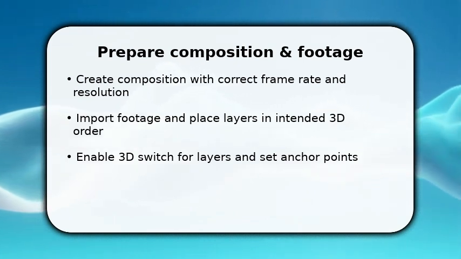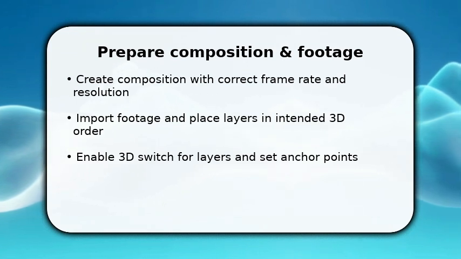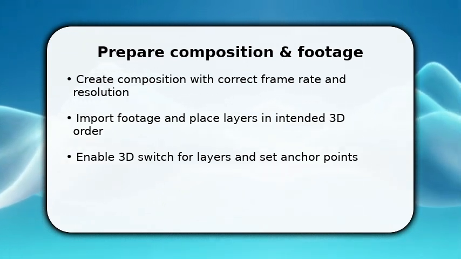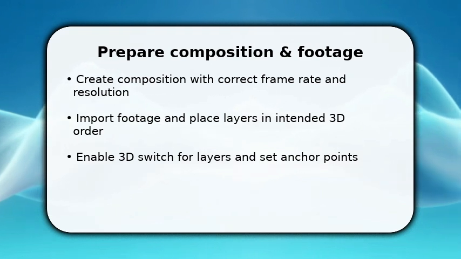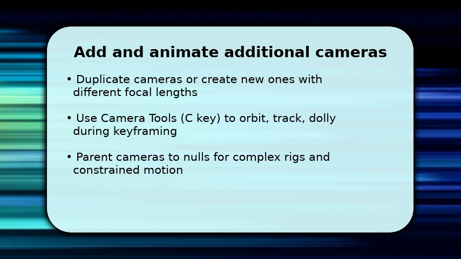Now add a camera layer, New Camera, and choose a preset. This is your first working camera, so test basic dolly and tilt controls to confirm motion responds as expected. You continue by adding more cameras. Duplicate an existing camera or create new ones with different focal lengths to change perspective.